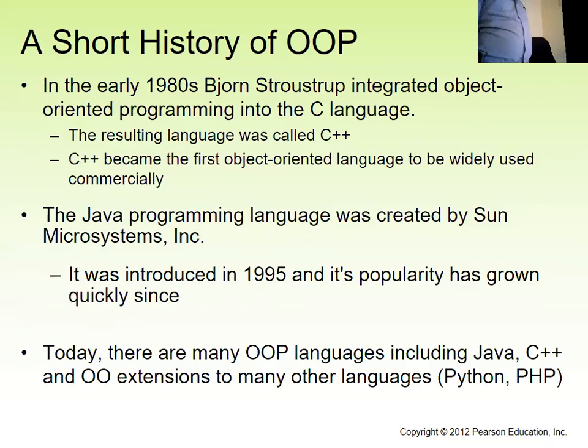But in the early 80s, object-oriented programming was introduced through a language called C++, which was widely accepted and used, and it became commercial soon after. Now, Sun Microsystems introduced Java in 1995, and of course, all programmers today would have heard about Java at some point, because it's easily one of the most popular programming languages for object-oriented programming. People, not in America, right? We hear about Java.